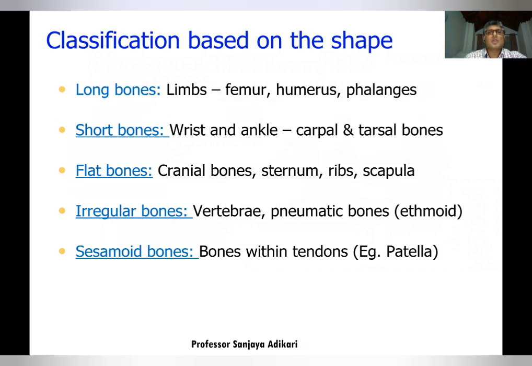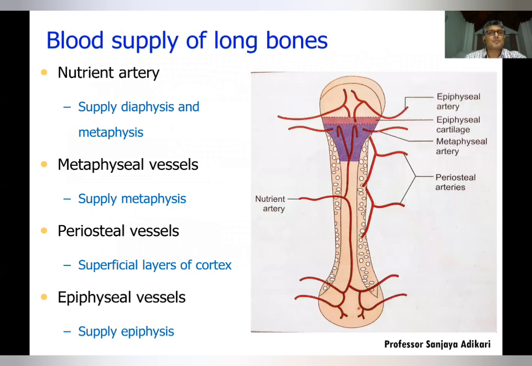So that's all for the classification based on the shape of bones. Then about the blood supply of bones, you don't have to know great details unless it is clinically important, which will be discussed when you do the separate bones and joints. There are 4 types of arteries that usually supply the bones. The most important one is the nutrient artery. That is usually the largest one also. In long bones, you can see a hole in the shaft where the nutrient artery enters the bone.